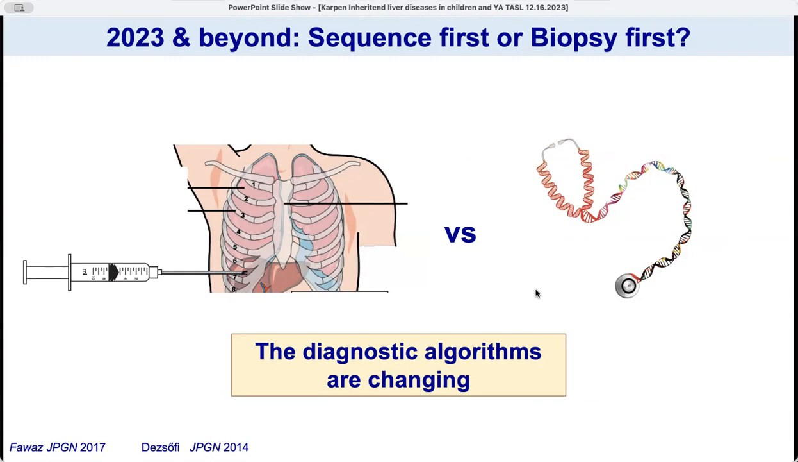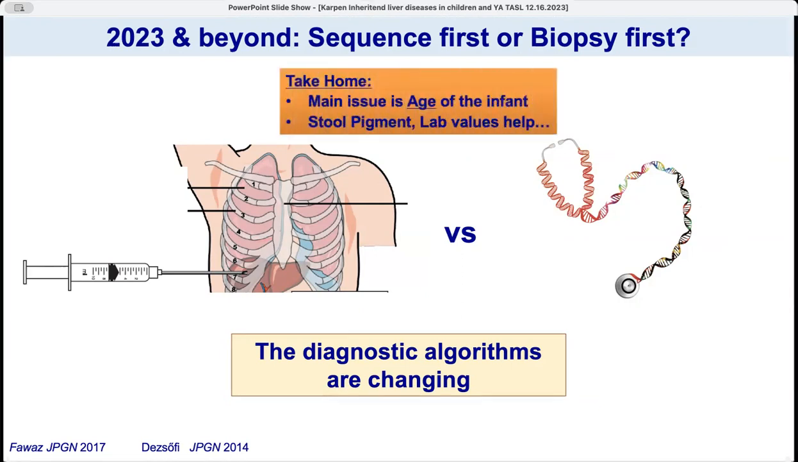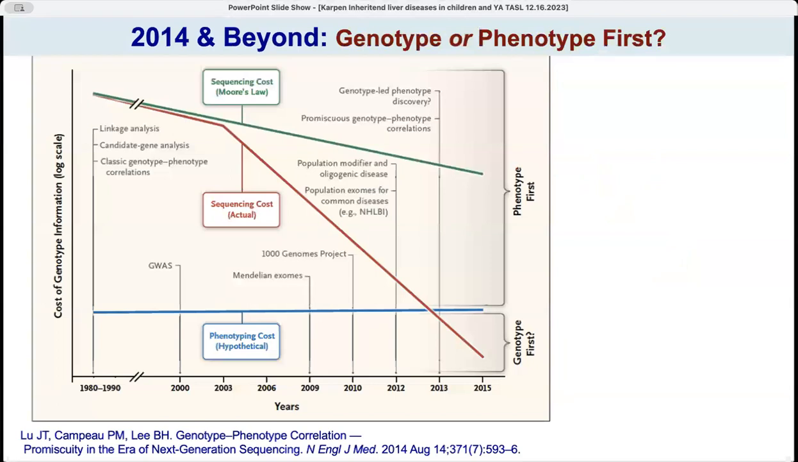And as such, I believe the diagnostic algorithms, even those from our last set of guidelines from NASPGHAN, are changing. And for me, I think that what I want to incorporate into this is something that here in Taiwan, you know quite well and have led the world on this, is to look at stool pigment. But I would also say that lab values, as I pointed out on the previous slide, will help. The main issue, I think, is the age of the infant. In addition to that, we're no longer in the past, we're in the future.